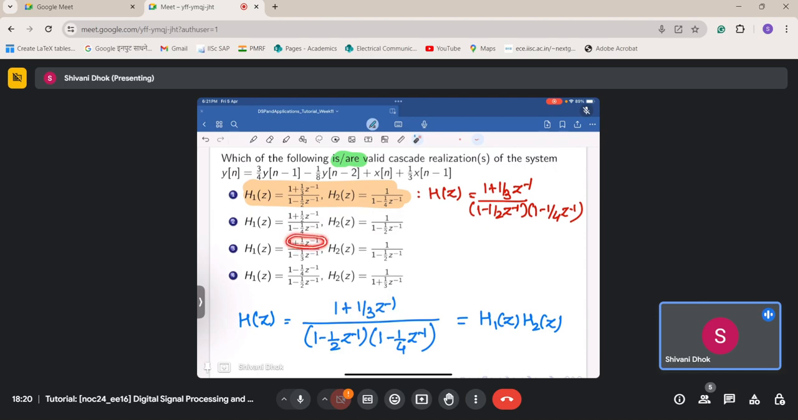Similarly, here also we have 1 + 1/2 z^-1 multiplied by 1. Again, it would never give me this kind of structure, so again this option is gone. And if we look at this structure, here we have 1 - 1/4 z^-1 multiplied by 1. Again, it won't give me this particular H(z), which means that a possible valid cascade realization is through this particular realization. Is it clear? Any questions?